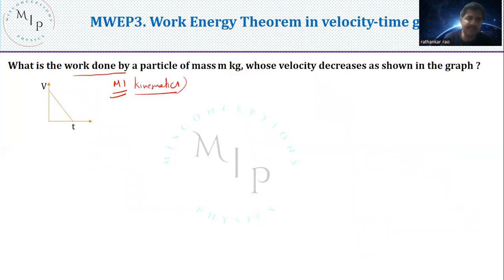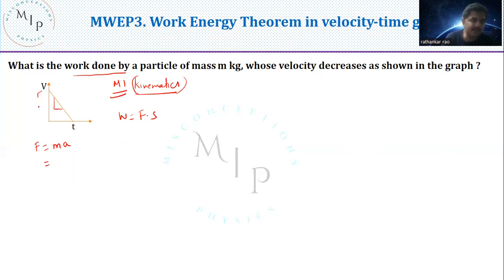The moment a VT graph is given, the only things we can do are find the displacement and find the slope. That is what is required here, using kinematics. Now work done is given by F into S. We need to get the value of F. Force is equal to mass into acceleration. How do I get acceleration? I don't know, so what we can do is find the slope.